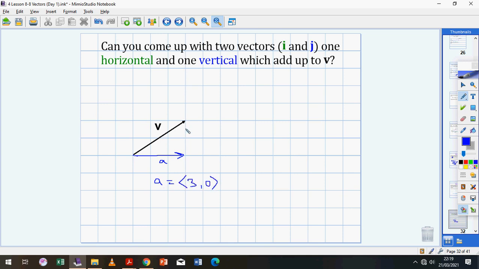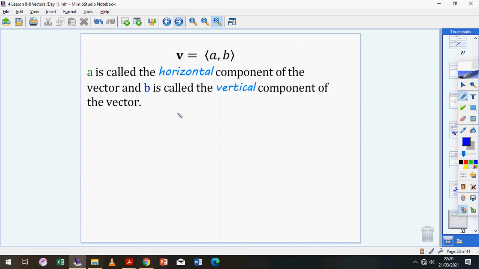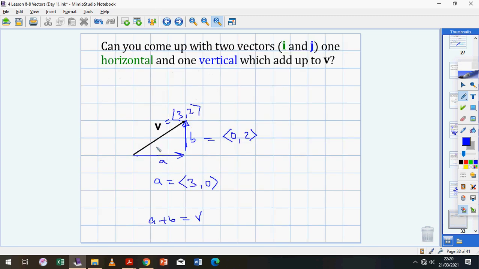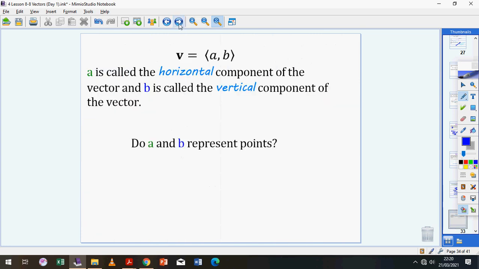And if I say that this vector here is B, then vector B will be 0 units on the x and 2 units on the y. So I can now say that A plus B is equal to v, because when I add them up, I will get v, which is (3, 2). The A that I was showing you earlier is called the horizontal component of the vector, and B is the vertical component of the vector.